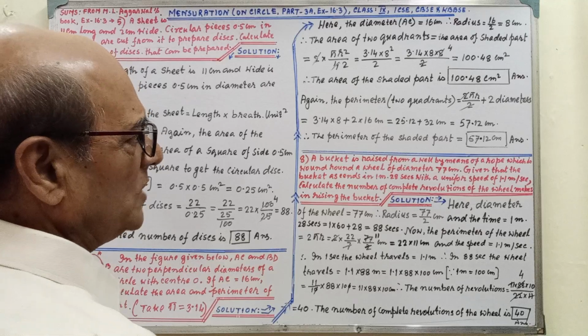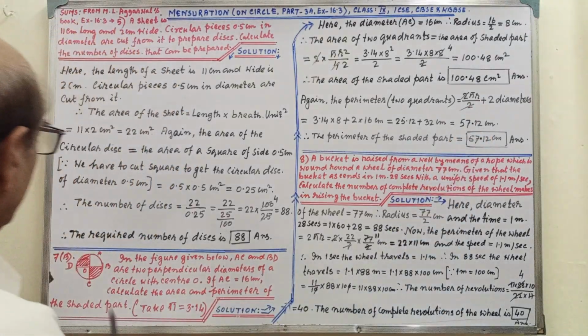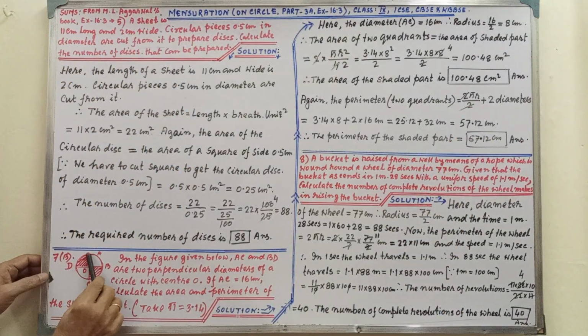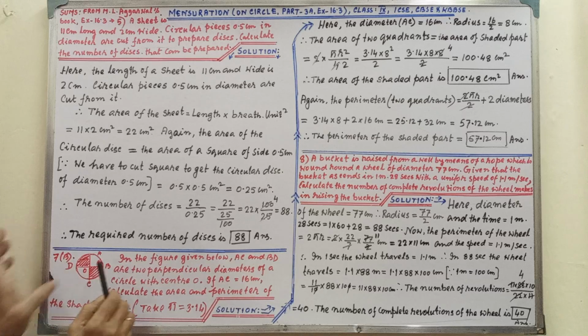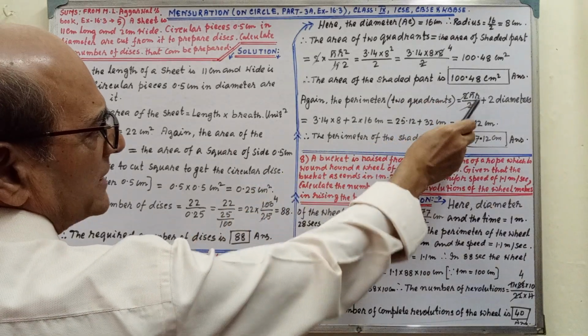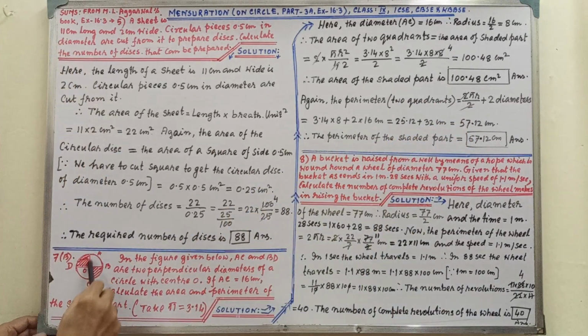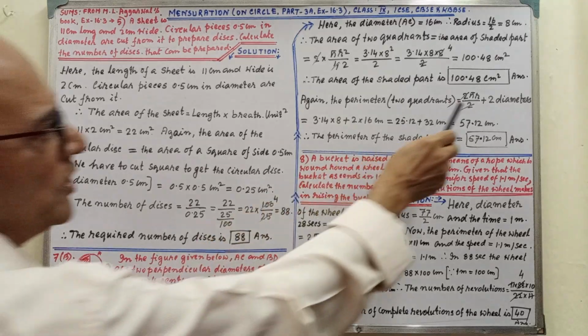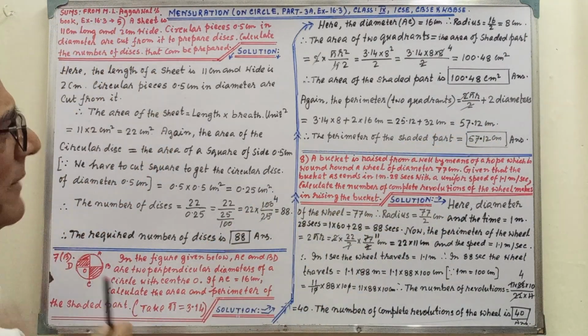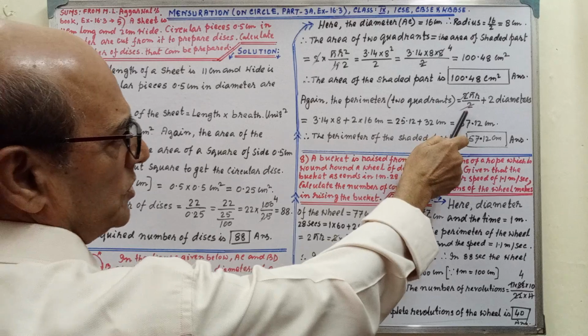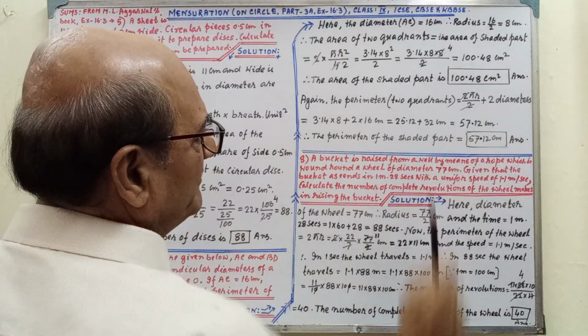This part you have to understand clearly. Then the perimeter of this portion, this and this, we are getting by applying this formula. And there are two diameters, that is 2 into diameter, that is also the perimeter. This is why we are getting this form.